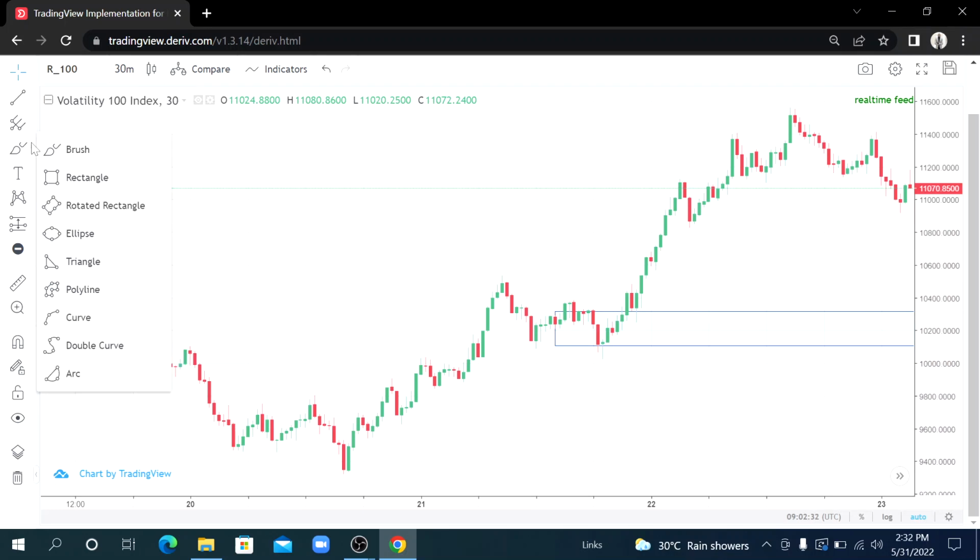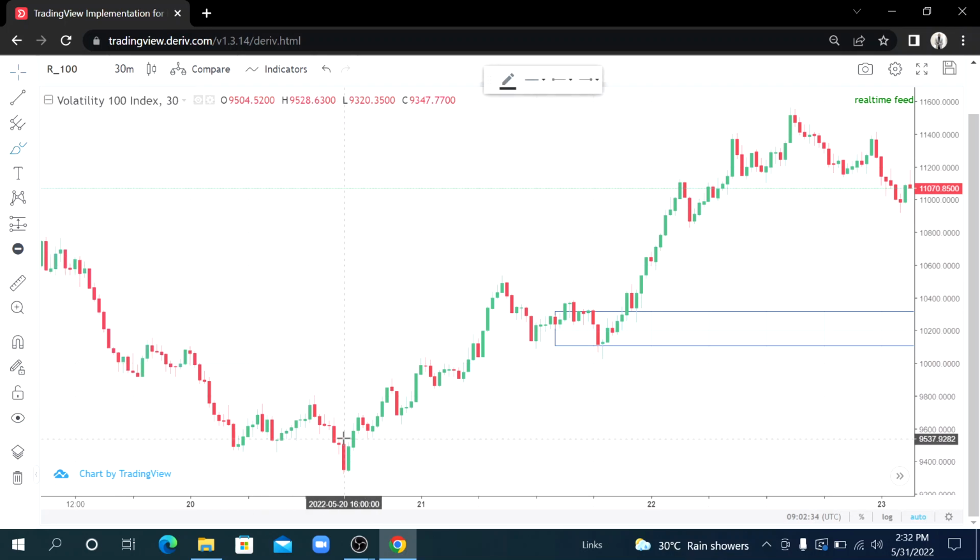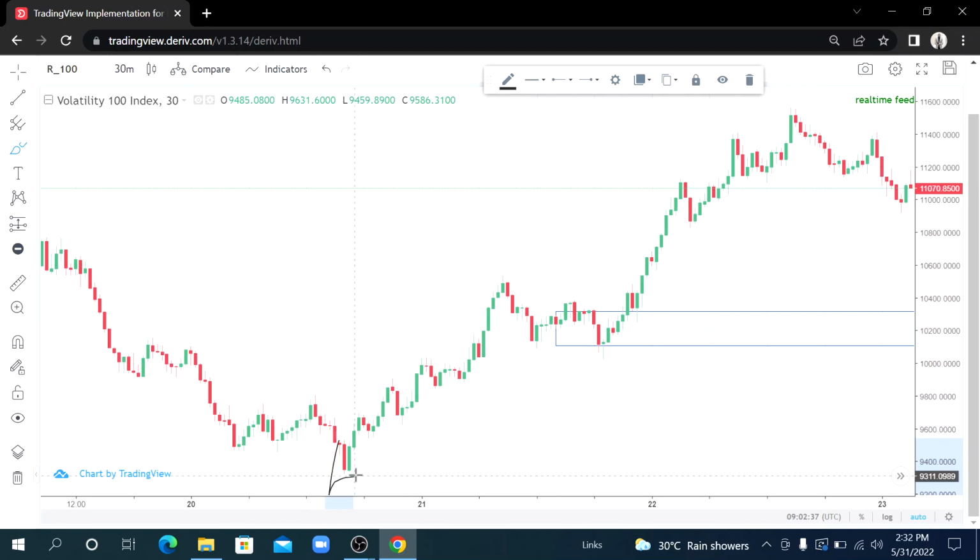I'm referring to these tweezers. Are you seeing this tweezer? This is a tweezer candle. This is a good reversal on a support zone.